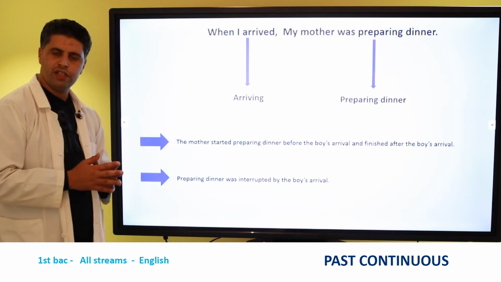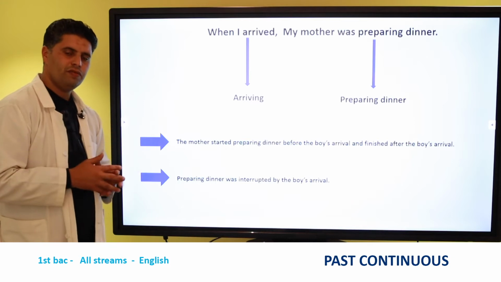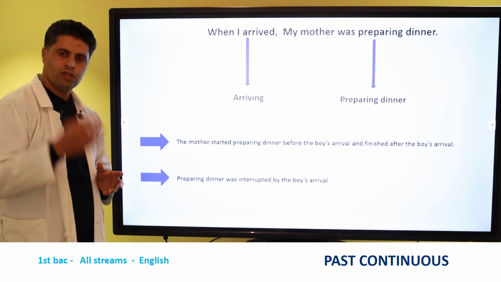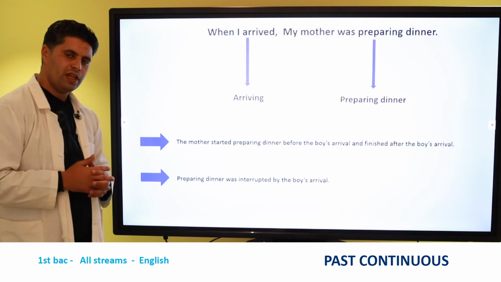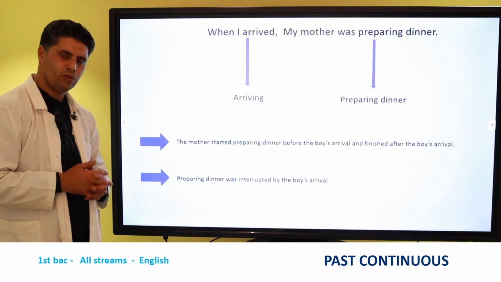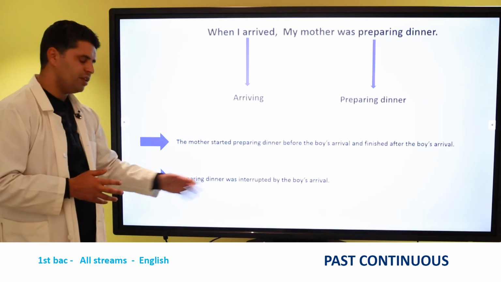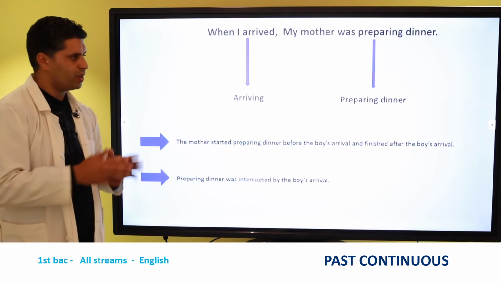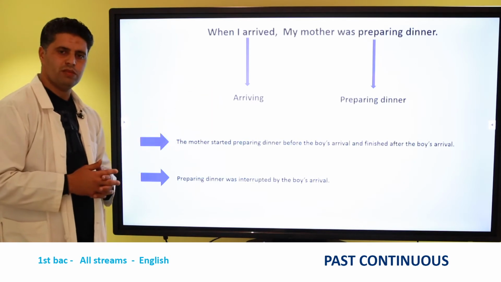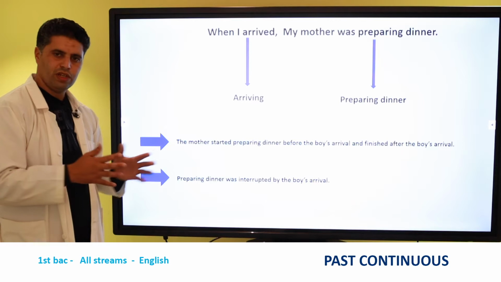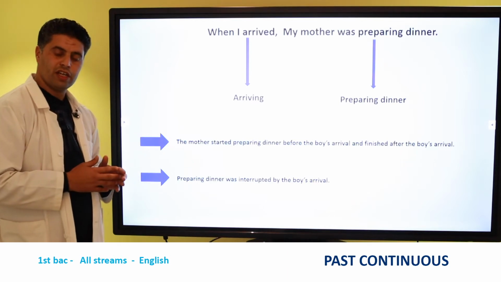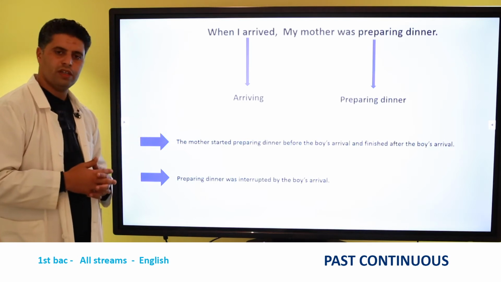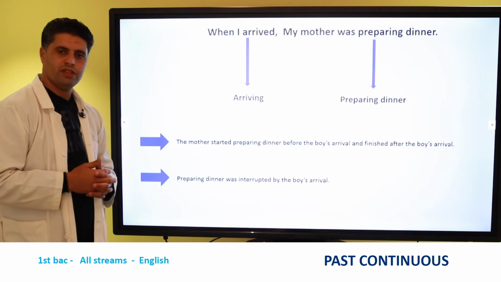So we have an action that started in the past and finished in the past. So it is a long action. It is an action that took a period of time or a length of time in the past. Okay? We can also understand that preparing dinner was interrupted by the boy's arrival. So here we have the second action, which is preparing dinner. By the way, it is a long action. And this long action is interrupted, penetrated by the first action, as we have here, the boy's arrival.